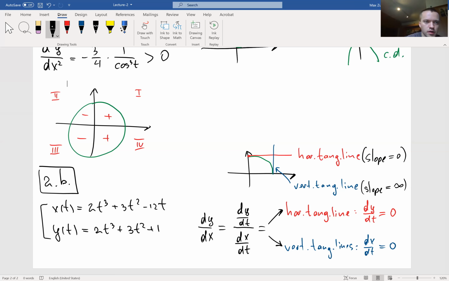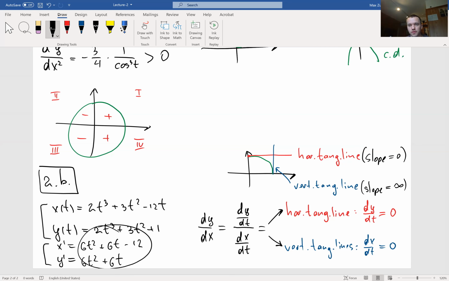Okay, doing that, x prime is going to be 6t squared plus 6t minus 12, and y prime is going to be 6t squared plus 6t. That's it. You can see that in both cases you have two quadratic equations. You can find their roots, and the corresponding roots are going to give you either horizontal or vertical tangent lines. Okay, and here we're done with problem number 2.